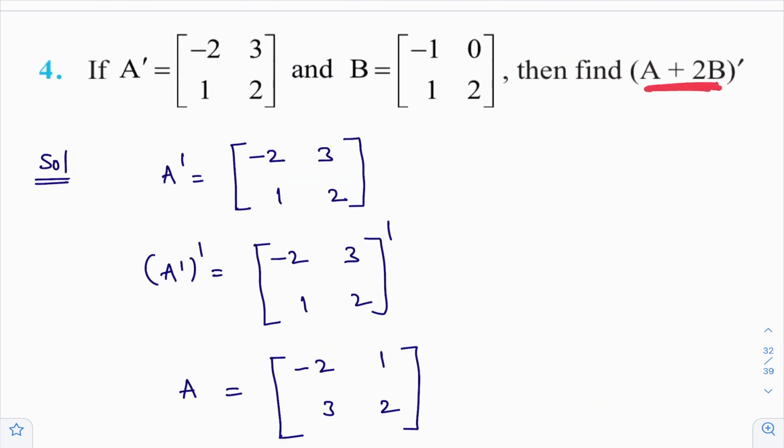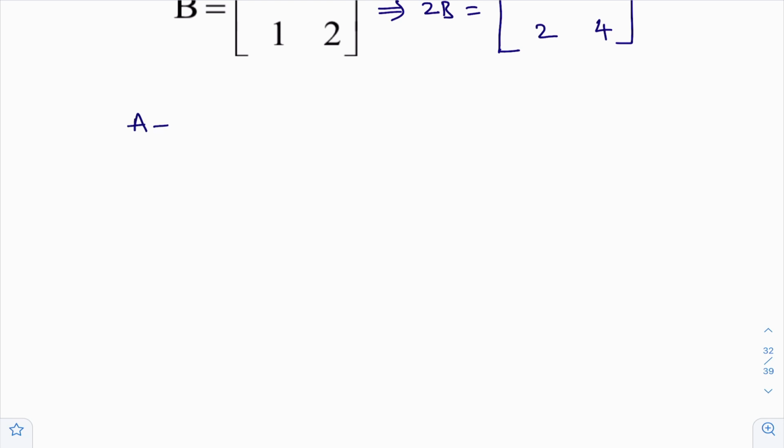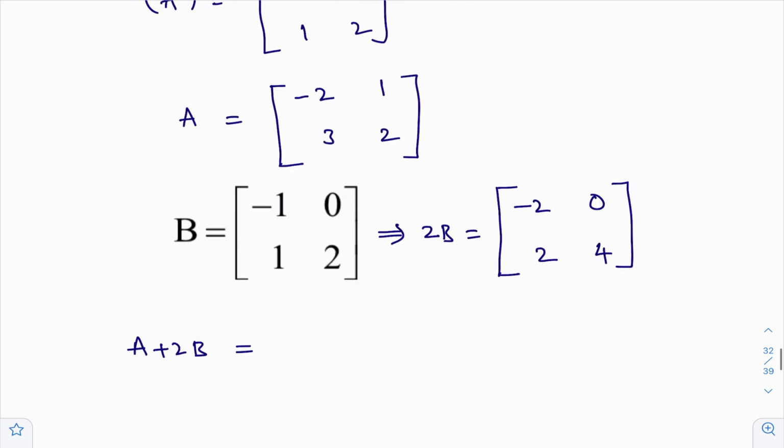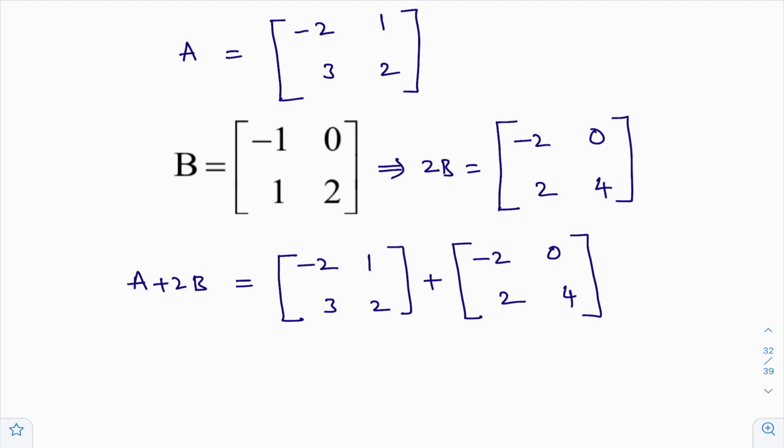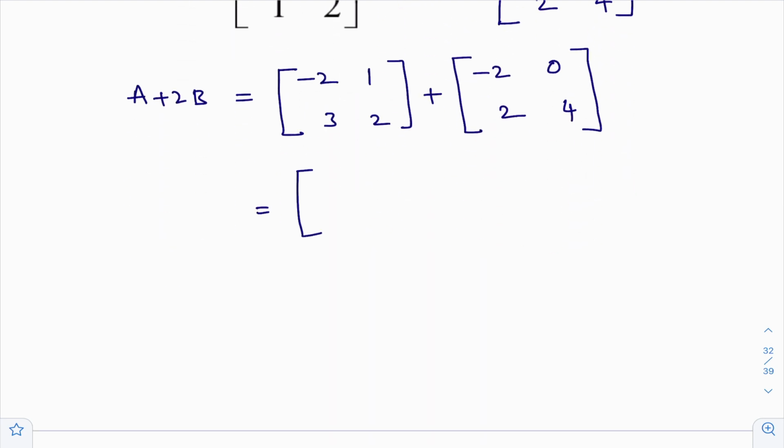Now you see here, A plus 2B. You need to calculate A plus 2B before calculating A plus 2B whole dash. What is A? This is matrix A, minus 2, 1, 3, 2. Plus 2B. 2B is here, what is 2B? Minus 2, 0, 2, 4. Now you just add these two. Minus 2 plus of minus 2 is minus 4. 1 plus 0 is 1. Next, 3 plus 2 is 5. Next, 2 plus 4 is 6. What is this? This is A plus 2B.